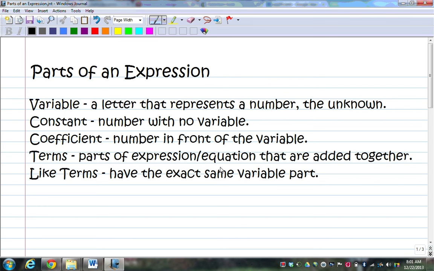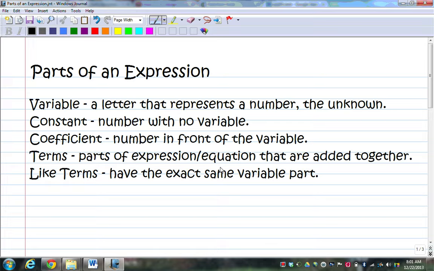This video is going to cover parts of an expression or an equation. The very first thing that you need to know is what a variable is. A variable is just a letter that represents the number. It's your unknown in an equation, what you're solving for. Then there's a constant. A constant is a number with no variable.